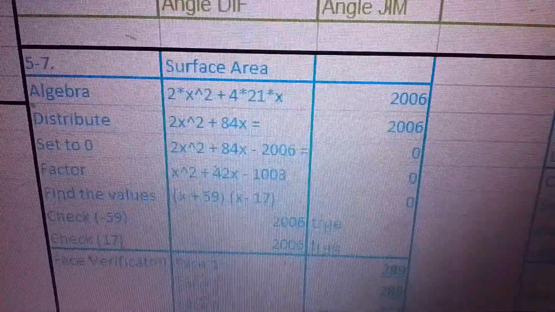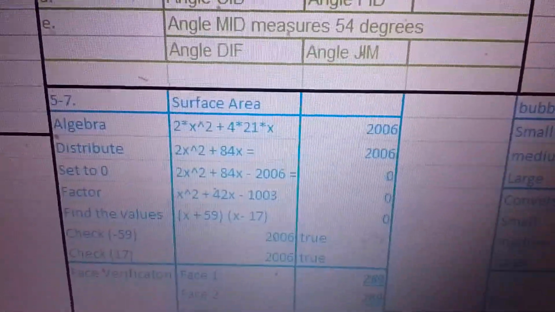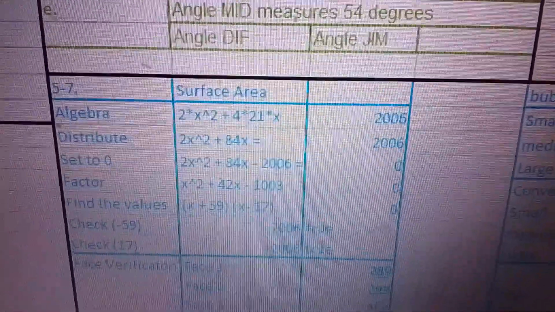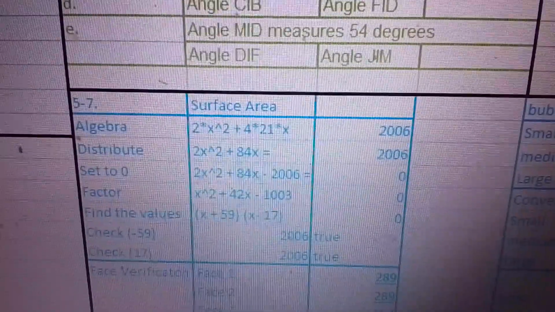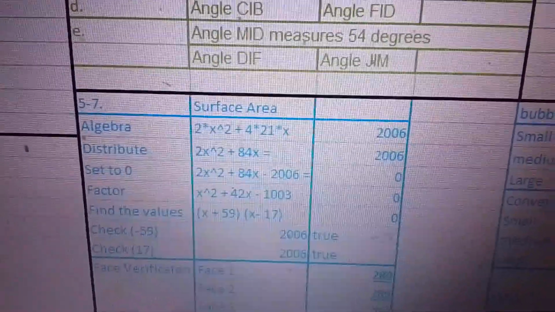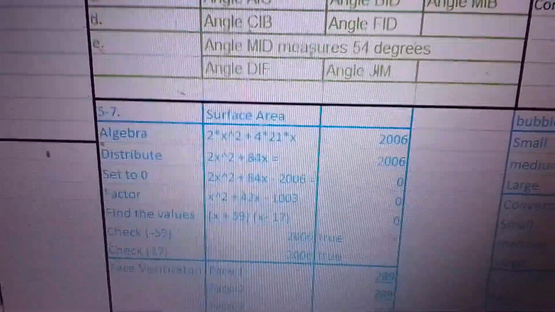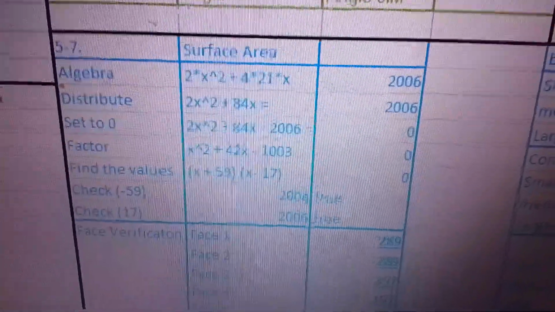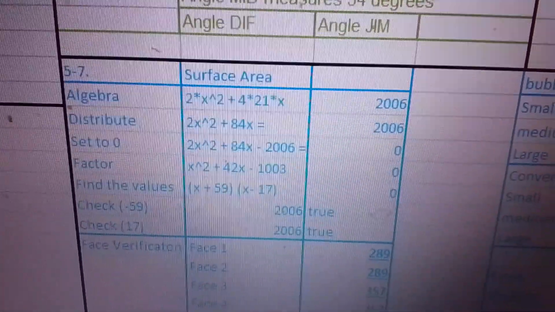So we need to factor. How do we factor? We need to think of two numbers that we can multiply together to get 1003, whose product is 1003, and at the same time, the sum is positive 42. And what are the answers? Positive 59 and negative 17.